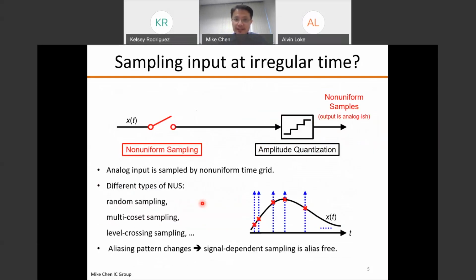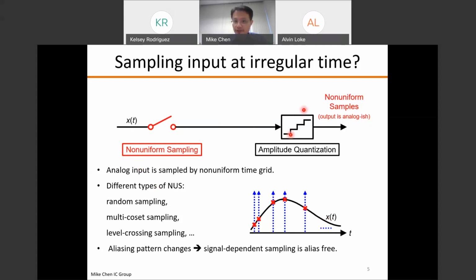So what does that mean? Perhaps we can sample the input at irregular times. Your input can be sampled on a non-uniform time grid; anything that is not a uniform time grid is possible, and you can still retain the original analog information. Sure enough, there are sampling techniques that have been proposed following this concept, such as random sampling, multi-coset sampling, level crossing sampling, and so on. There are different approaches, but they all follow the line that you don't need to sample on a uniform grid. You can sample at different times.